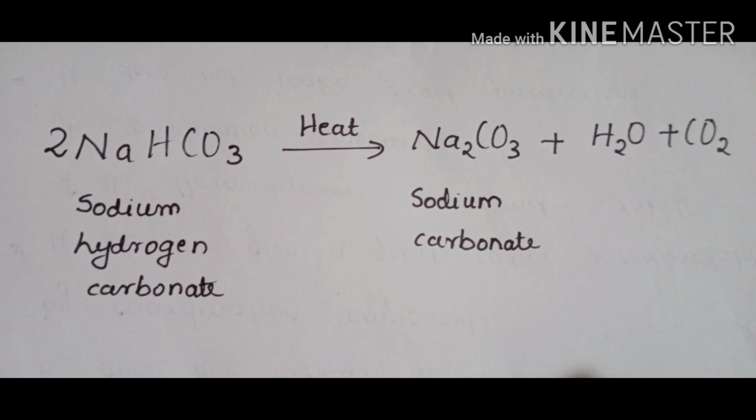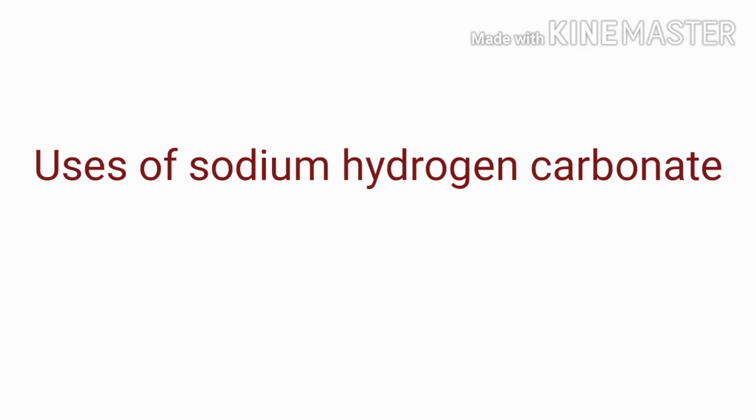On heating, sodium hydrogen carbonate forms sodium carbonate, water and carbon dioxide gas. So, which gas is evolved in this reaction? It is carbon dioxide. When this carbon dioxide is passed through lime water, its color turns milky and in this way we can detect the presence of carbon dioxide produced in this reaction. Okay. Next, we can discuss the uses of sodium hydrogen carbonate.